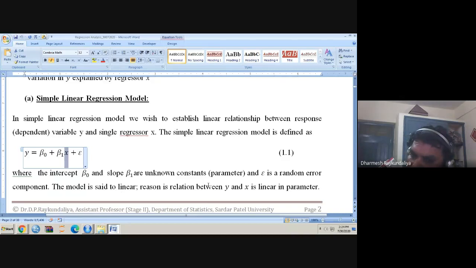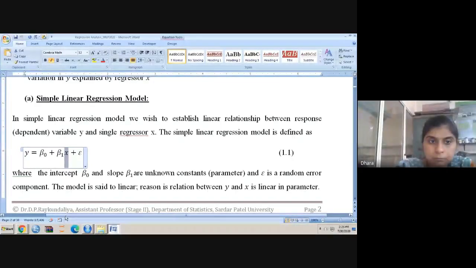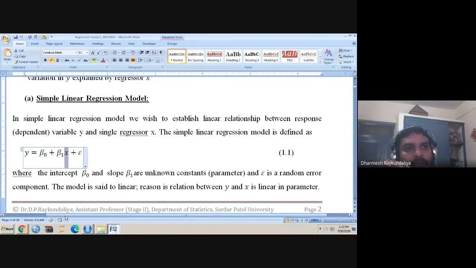Here I am saying that the relation between y and x is linear or non-linear. On what ground am I telling? I am telling based on these parameters. What is the power of beta 0? What is the power of beta 1? It is 1. When the power is 1, we say it is linear. So that means the relation between y and x is linear in parameters, because the power of the parameter is 1. Here beta 0 and beta 1 are unknown to us.